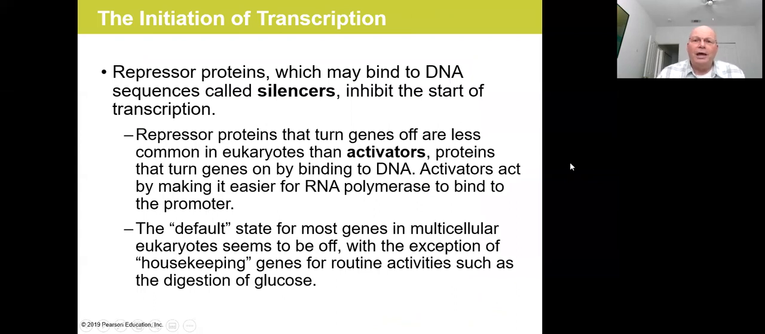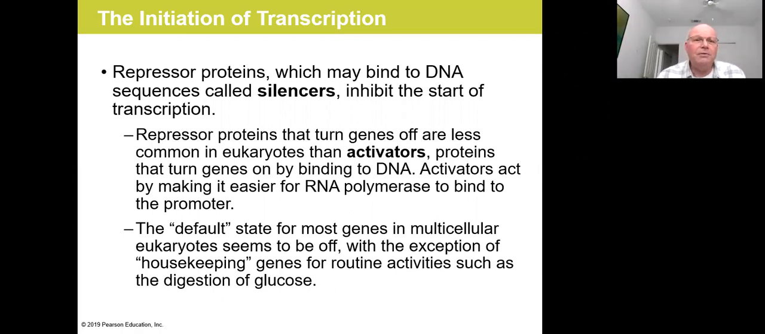We also know that there are repressor proteins known as silencers that can also bind to the DNA sequences adjacent to the gene and prevent the RNA polymerase from binding and prevent the complex of transcription factors from forming up. However, there are not as many repressor proteins in eukaryotes as we would expect to find in prokaryotes. Typically, it's activators that are responsible.